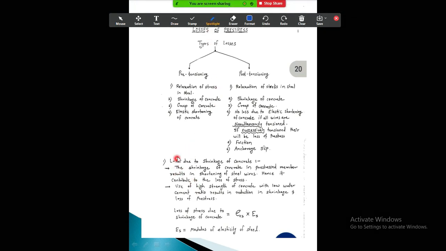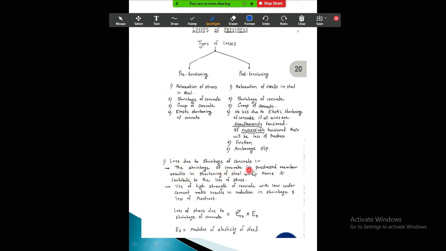So now the first is loss due to shrinkage of concrete. You can zoom your screen so that it is readable, and write down the formula given over here. While solving the problem, we will use this formula. So first we will see the loss due to shrinkage of concrete.